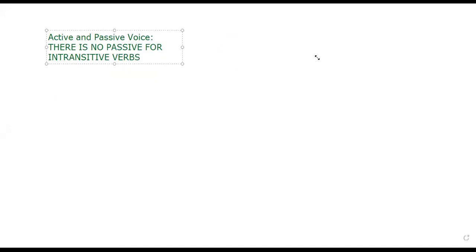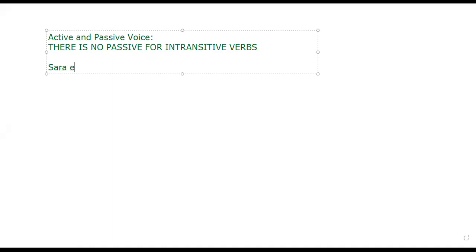ठीक है, कोई passive नहीं होता intransitive verbs का. Right? So if we go over the same examples that we have done before, Sara eats. कैसे इसका passive voice बनेगा? Object को subject की position पे we cannot bring. We cannot do it, ठीक है, because there is no object. Next one: Sara eats quickly. There is no object again. Adverb है. We are telling how she eats, but we are not saying what she eats. So there is no passive for this.